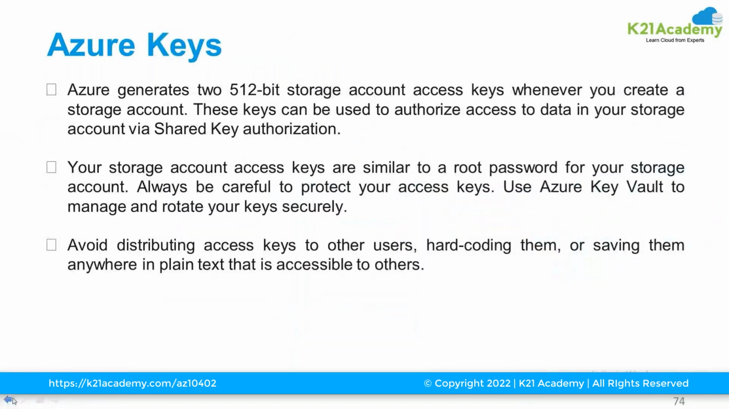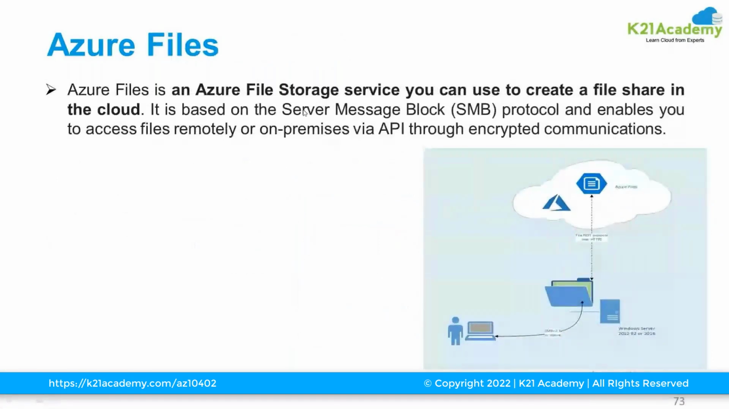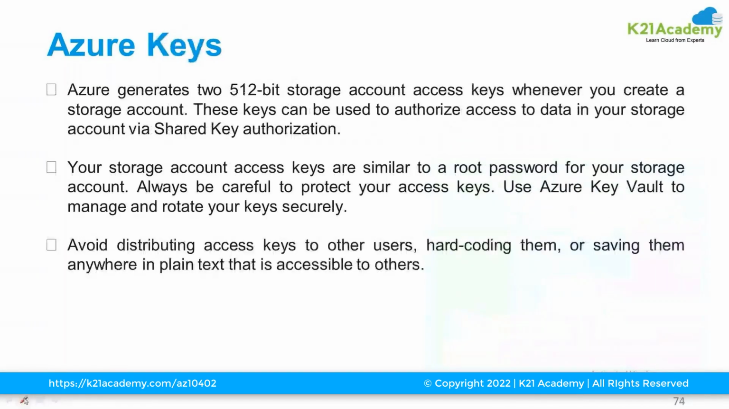Azure Files is an Azure file storage service you can use to create a file share in the cloud, right? It uses the server message block, that is the SMB protocol, to enable you to access files remotely or on premises via API through encrypted communication. So communication will happen encrypted over the internet also if you are using Azure Files. This is an example that it is showing here, right?